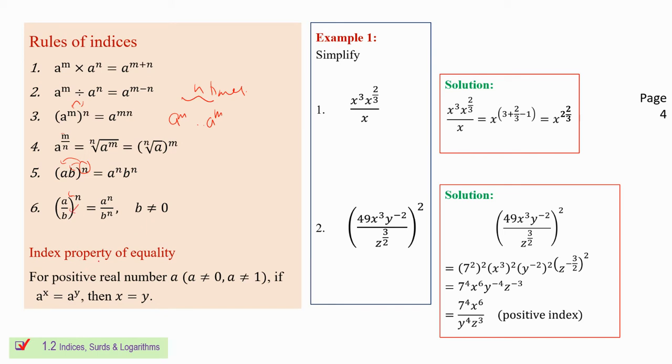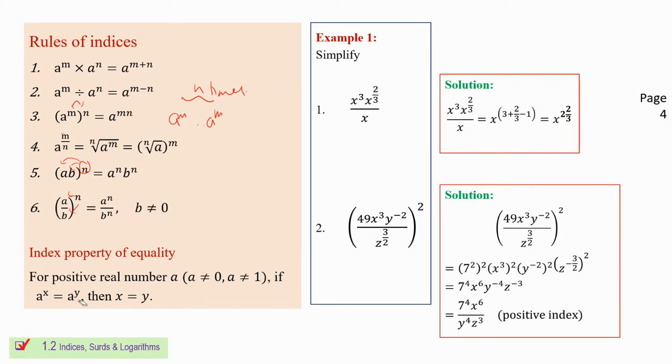The last one, to help you solve some of the problems, especially later on in Chapter 2, the equation for the index, is the index property of equality. For any positive real number a, where a cannot be 0 and a cannot be 1, if a^x equals a^y, then x must equal y. And please remember, don't try to cancel these two a.